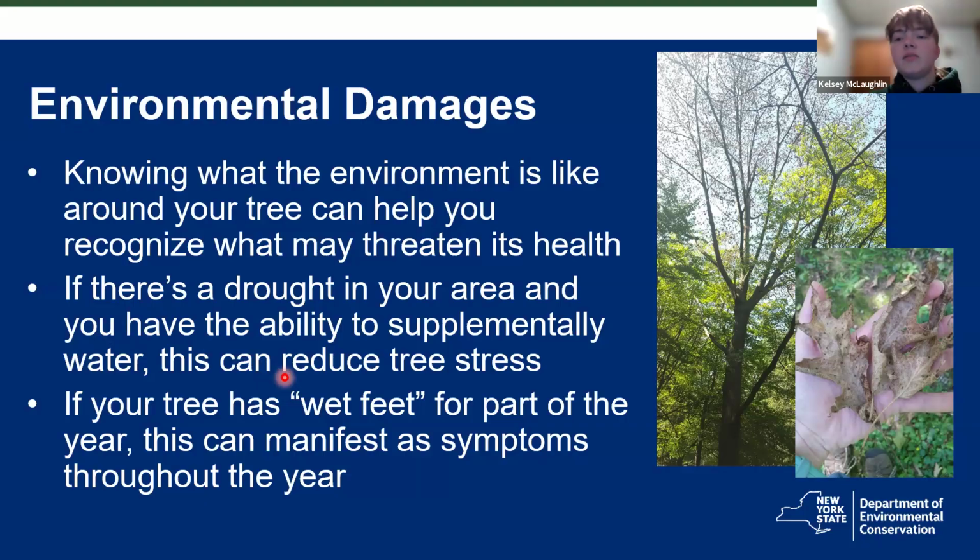So if you have the opposite problem, you have a really wet soil, you have flooding issues, that can also manifest as different issues. And this tree on the right was actually a tree that we were called to look at. The homeowner was concerned about oak wilt. And then once we got there, she told us the water line had broke. And for about 2 weeks, there was just water pooling around this tree. So it ended up being flooding damage and not oak wilt.